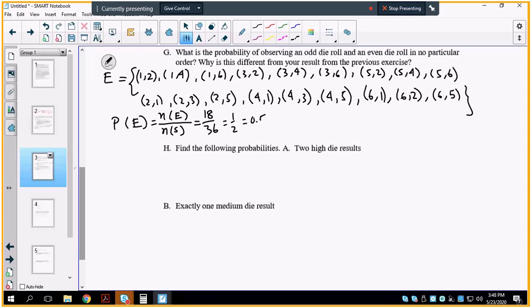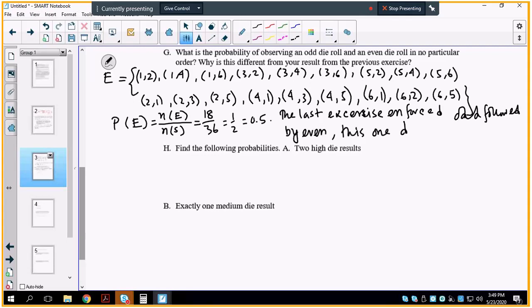The next question is asking you, why is this different from your answer in the previous exercise? Well, you will clearly say that the last exercise enforced ordering, odd followed by even. This one didn't. So I did not have to restrict myself. I had more outcomes in my event space.